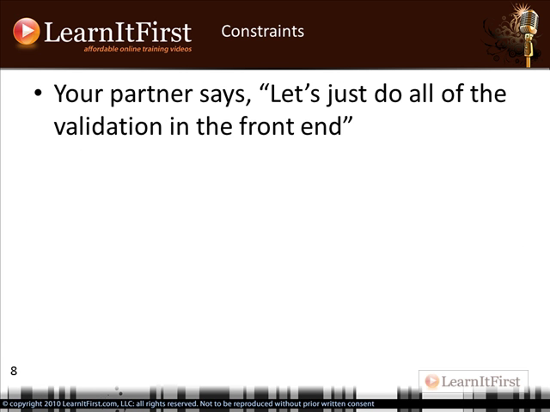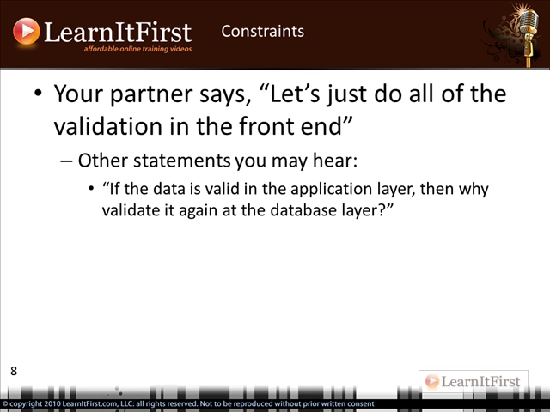Your partner who's developing the website says to you, let's just do all that validation in the front end. Okay? You might also hear, but if the data is valid in the application layer, why do we have to validate it again at the database? Won't it just hurt performance? We have to perform validation twice?